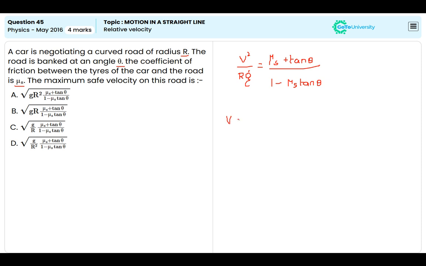Then v is equal to under root of rg into mu s plus tan theta divided by 1 minus mu s tan theta.